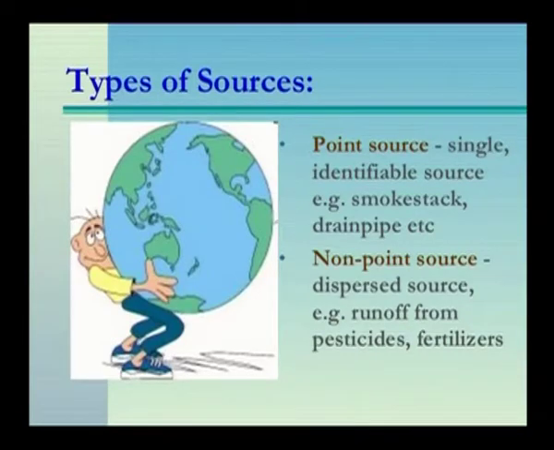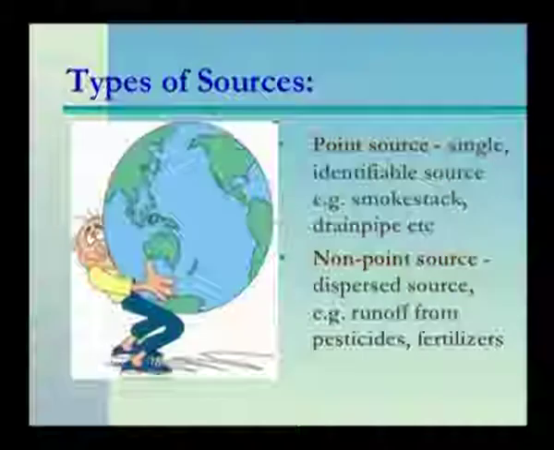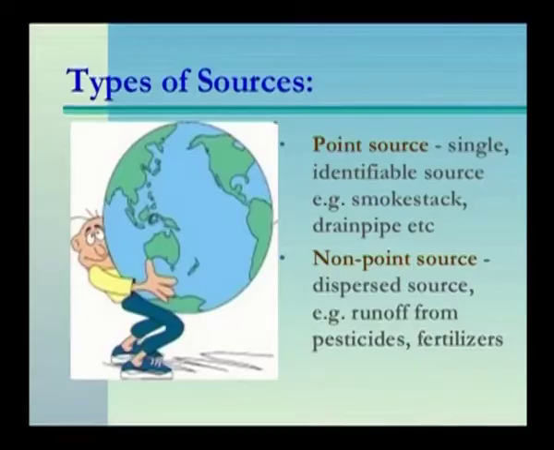Now, types of sources. So, you have point source and non-point source. Point source is a single, identifiable source like a drain pipe or a smokestack. We can identify it to one particular point of origin. Non-point source is a dispersed source. So, you cannot trace it to one particular part or factor.